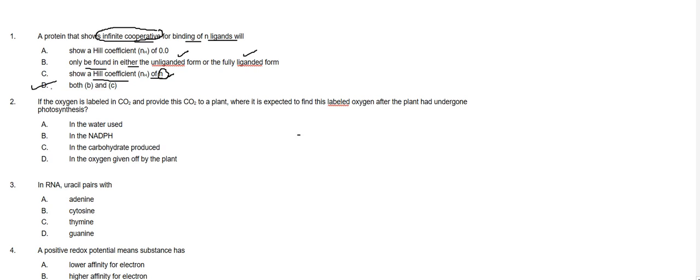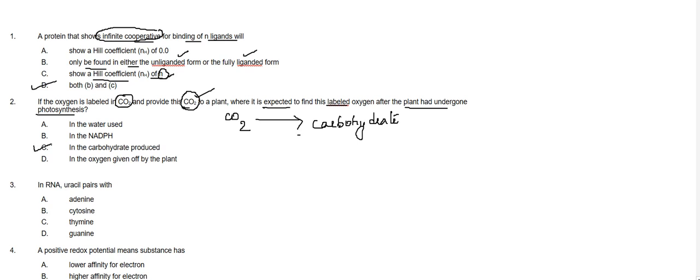Question number 2. If the oxygen is labeled in CO2, and this labeled CO2 has been provided to the plant, where will this CO2 be expected to be seen after the plant has undergone photosynthesis? It is asking where this labeled CO2 will be found after photosynthesis. So guys, when CO2 is given to the plant, it is incorporated into carbohydrate. So in carbohydrate, this labeled CO2 will be seen.